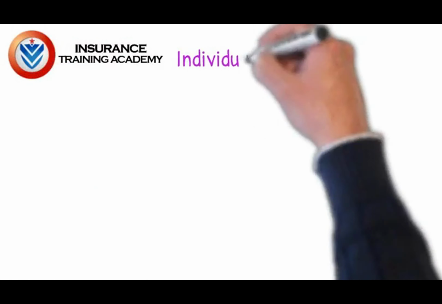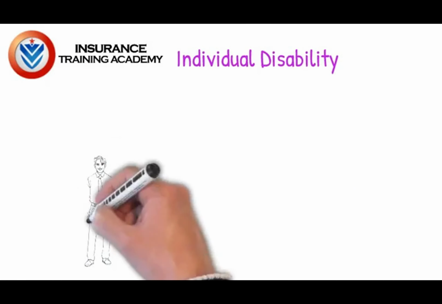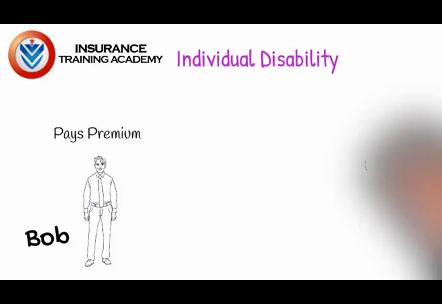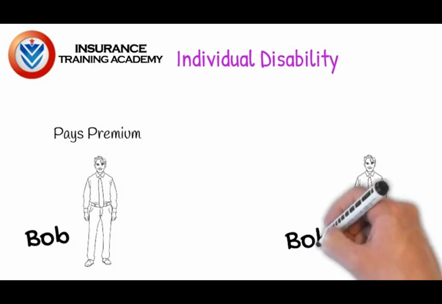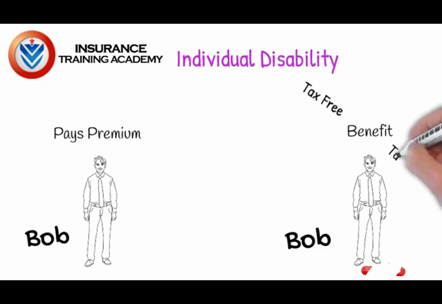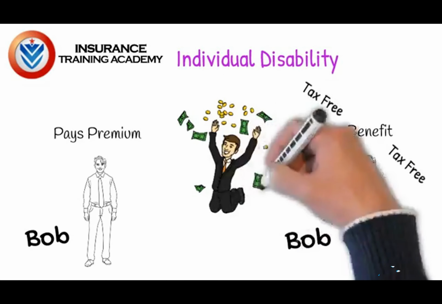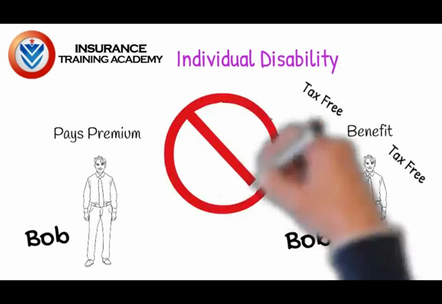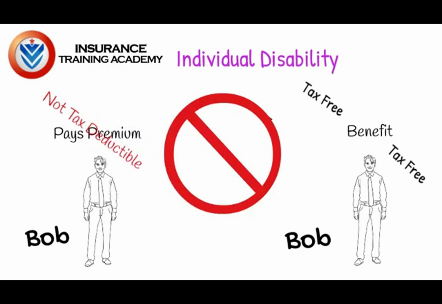All right, so let's look at individual disability. Let's say here that we have Bob. Bob purchases a disability policy, pays the premium. Now, if Bob becomes disabled, he would be the one to get the benefit. That benefit is always tax-free to Bob. Now, is the IRS going to let Bob double dip? No, they will not. So the premiums Bob paid are not tax deductible.